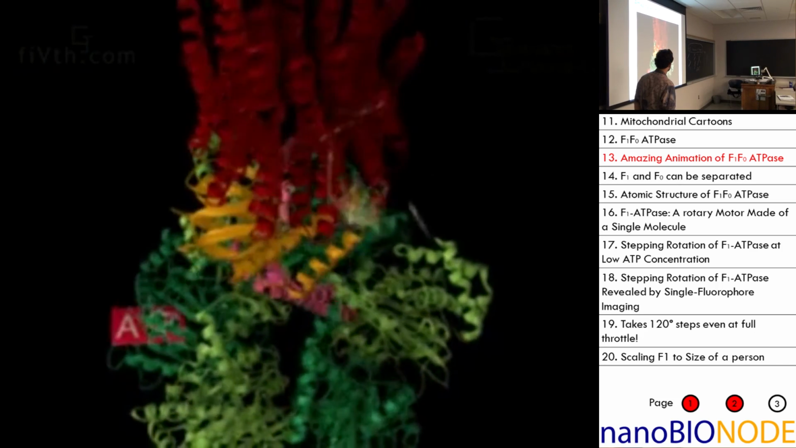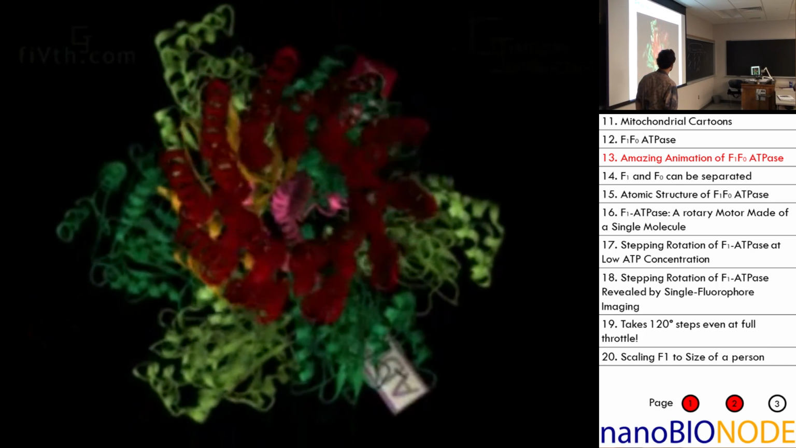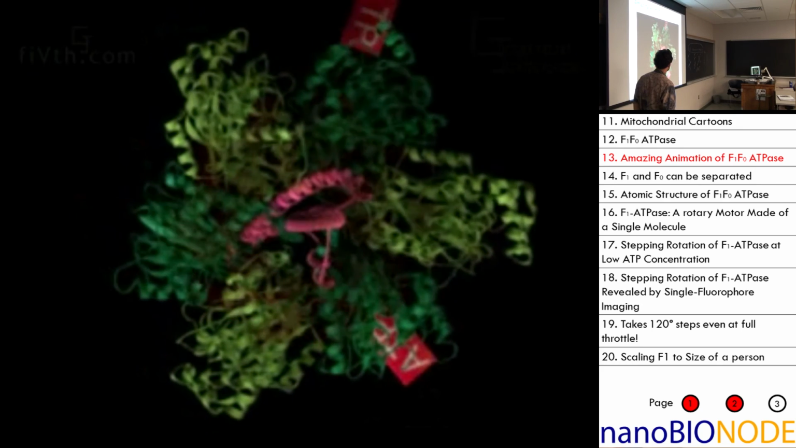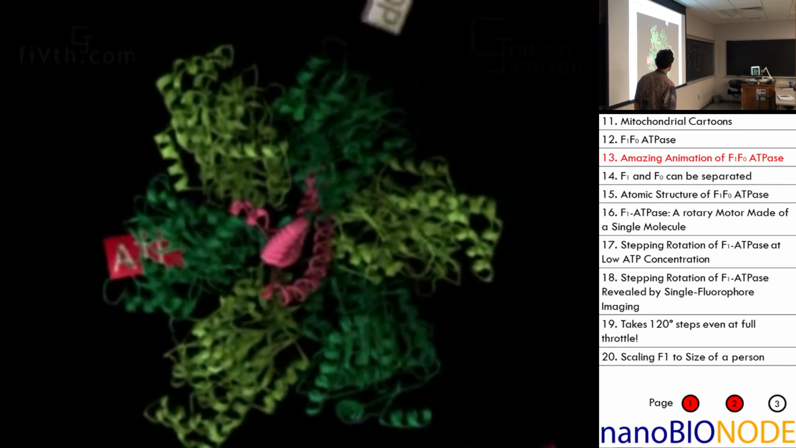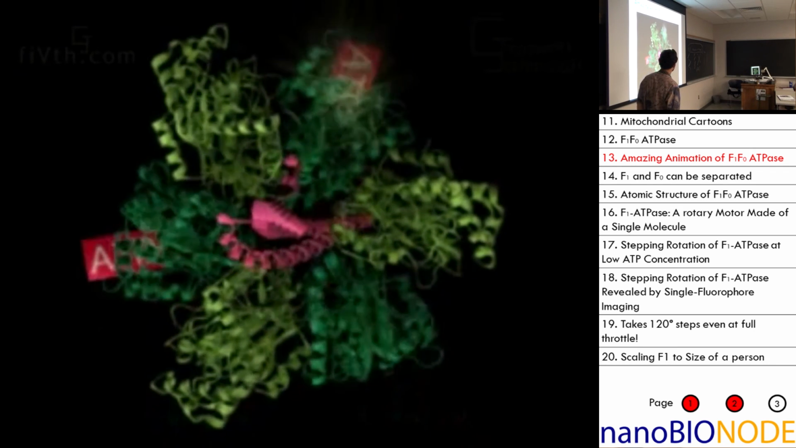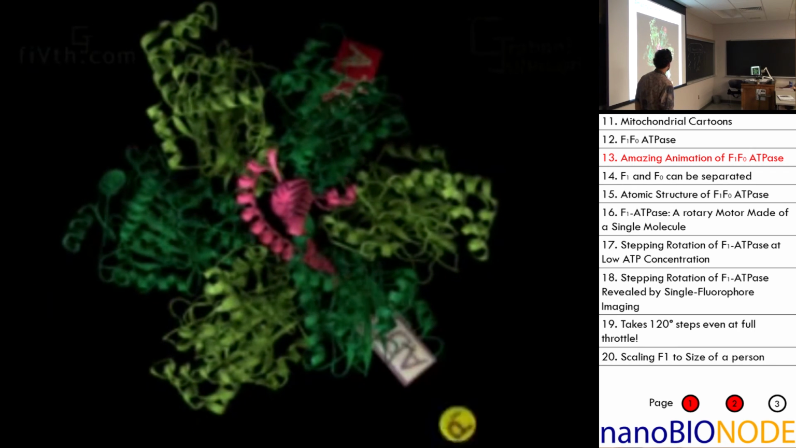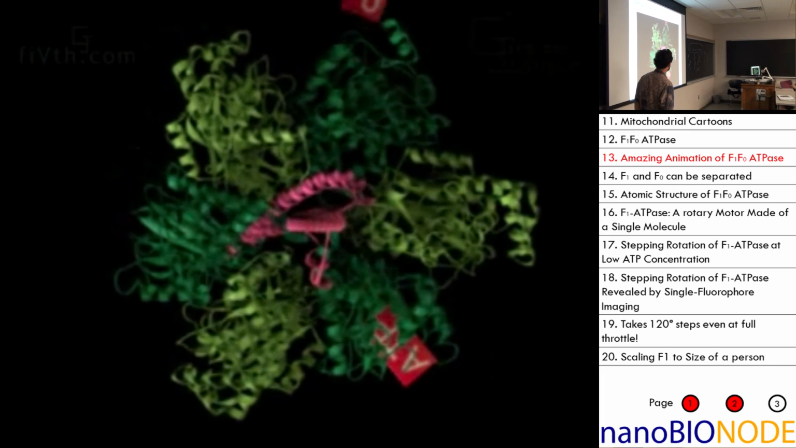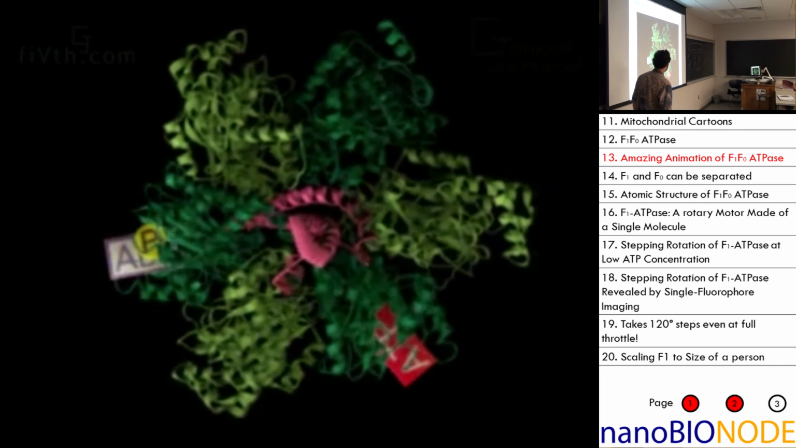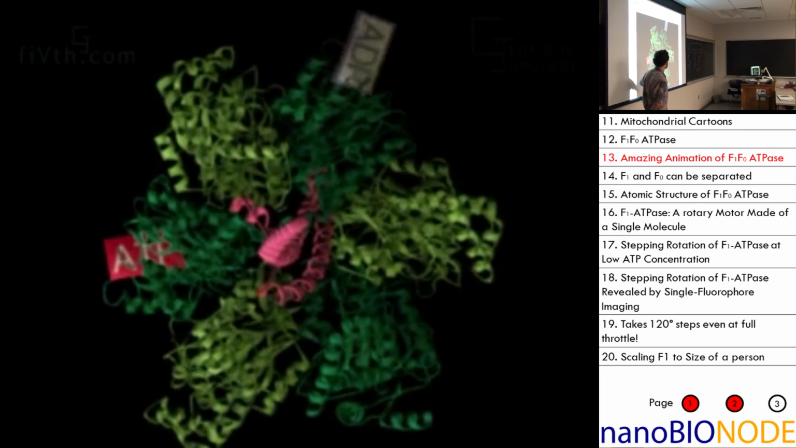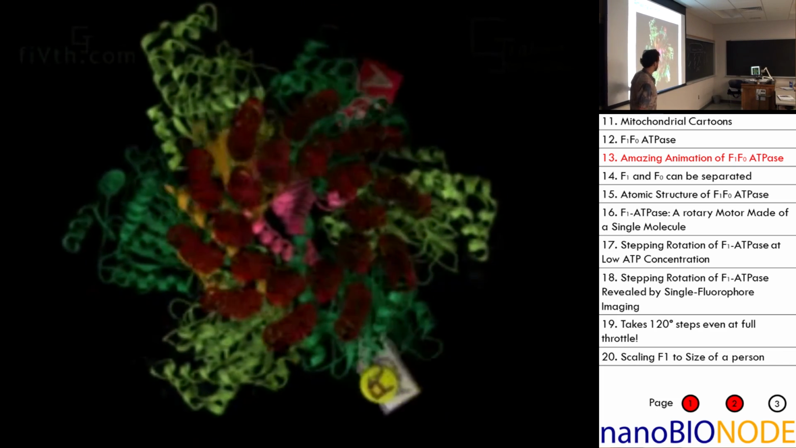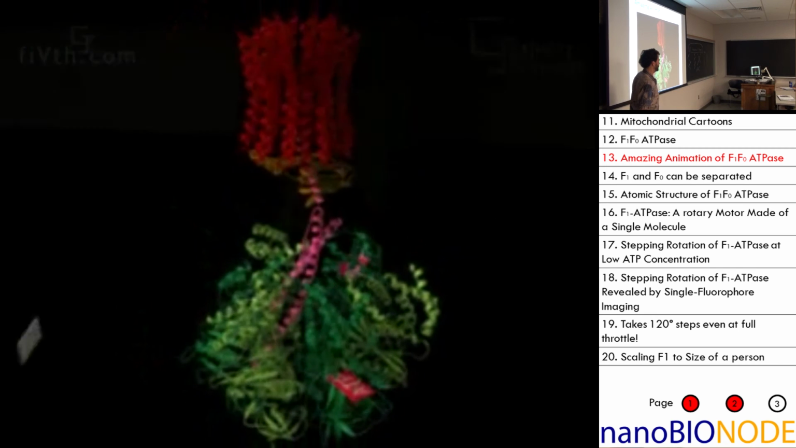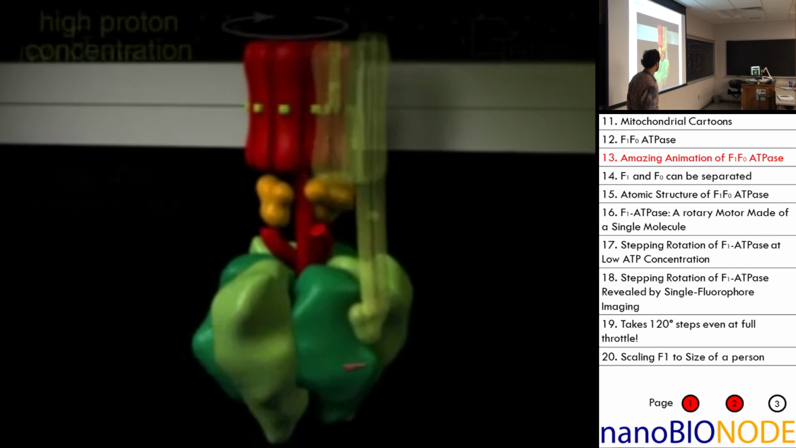Its molecular structure shows that the position of the central shaft influences the conformation and arrangement of the surrounding subunits. It is these changes that drive the synthesis of ATP from ADP. In this animated model, different conformational states are lined up as a temporal sequence as they would occur during rotation of the central shaft. And then ATP is formed, and it's now available.